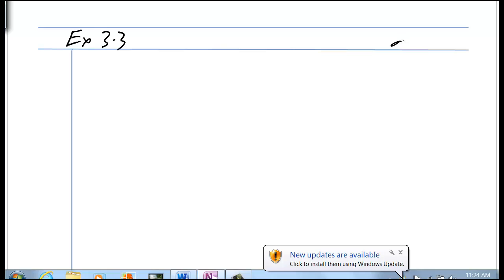Exercise 3.3 is what we're looking at. Don't forget to put the date at the top of the page.